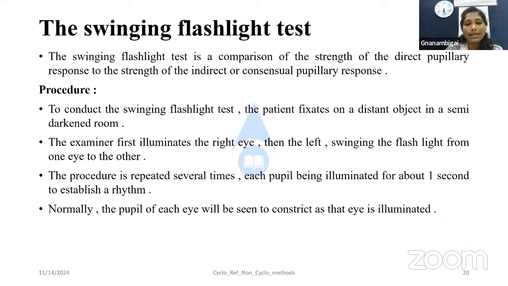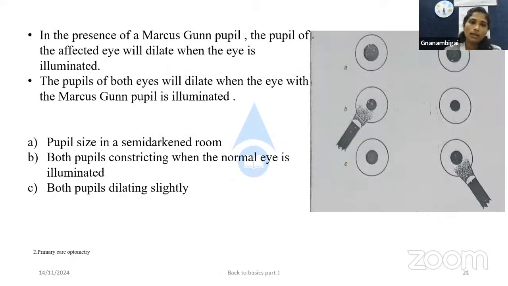Normally, the pupil of each eye will be seen to constrict as that eye is illuminated. The swinging flashlight should be shown to each eye in a swinging motion. In the presence of a Marcus Gunn pupil, the pupil of the affected eye will dilate when the eye is illuminated. The pupils of both eyes will dilate when the eye with the Marcus Gunn pupil is illuminated.